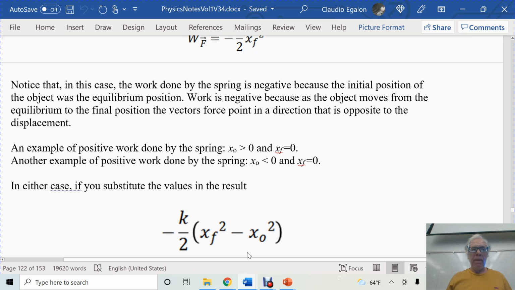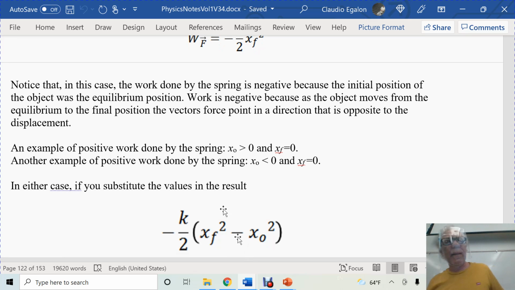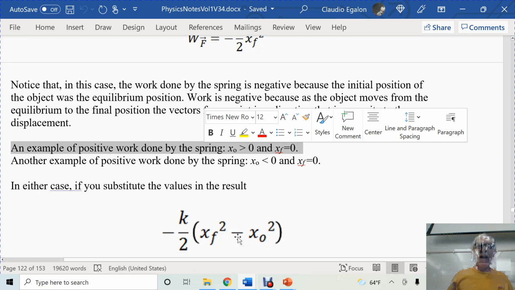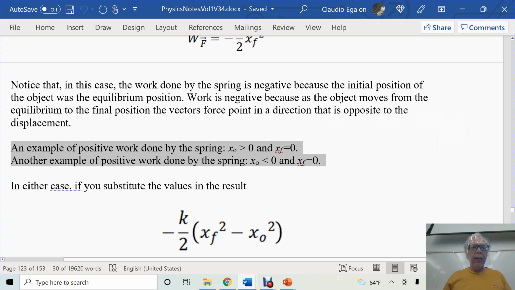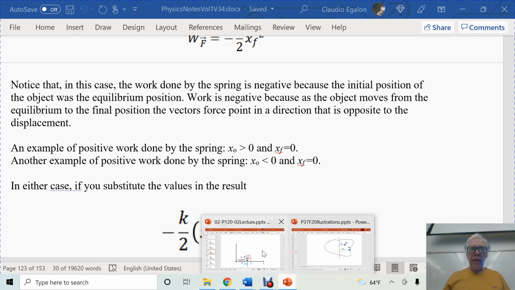Okay, what would be an example of positive work done by the spring? The spring can do positive work, yeah, the spring can. Okay, so what would that be? Here you go, I'm gonna show an illustration.